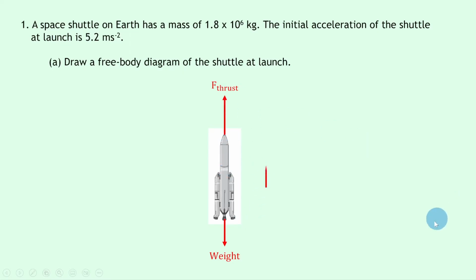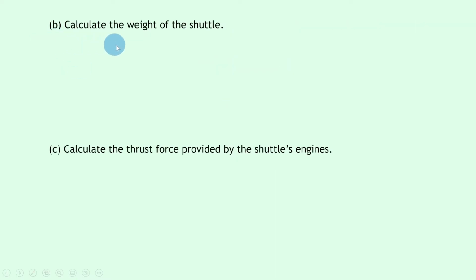And we could also label on the acceleration here to say the acceleration is going to be 5.2 meters per second squared upwards. But you don't really need the acceleration there because it's not a force. Part B says to calculate the weight of the shuttle.